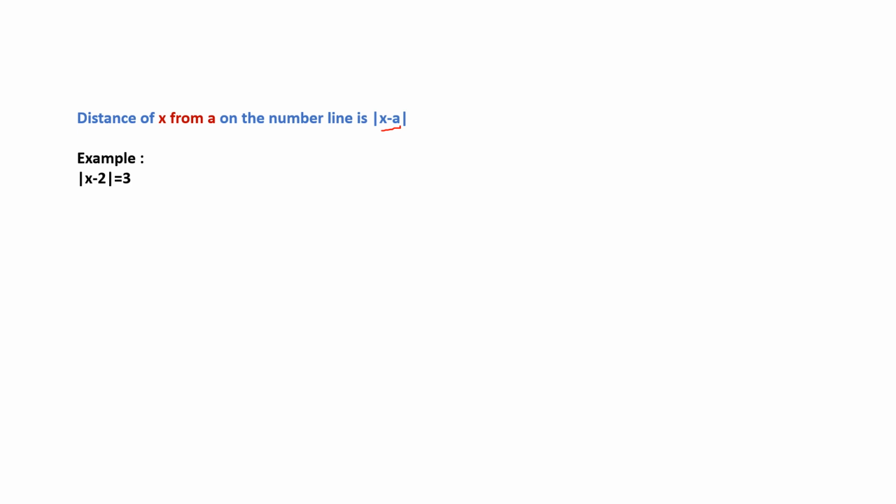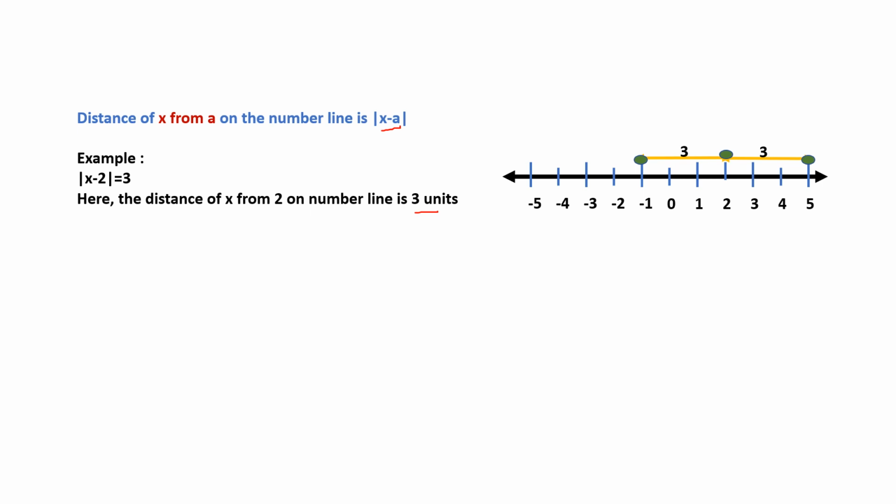If it is given to us that absolute value of x minus 2 is equal to 3, what does that mean? It means the distance of x from 2 on the number line is 3 units, right? Now, as we are talking about the distance, this distance could be both on the left hand side of 2 as well as on the right hand side of 2. That's 3 units from 2 on the left hand side and 3 units from 2 on the right hand side.